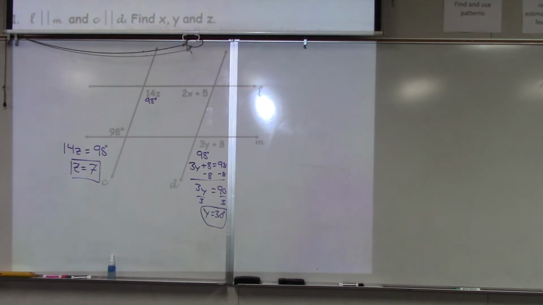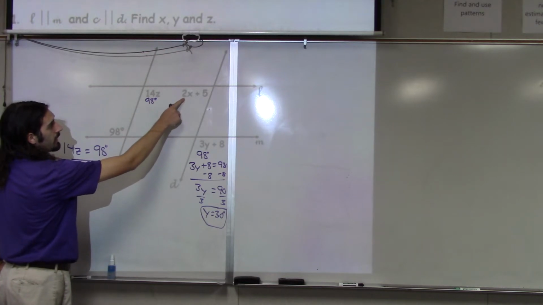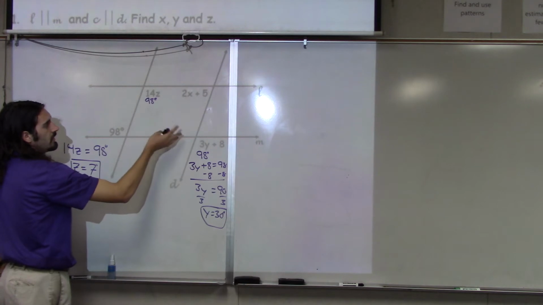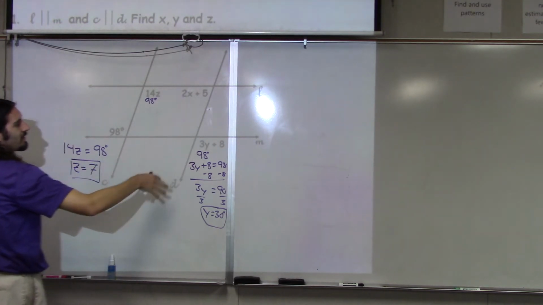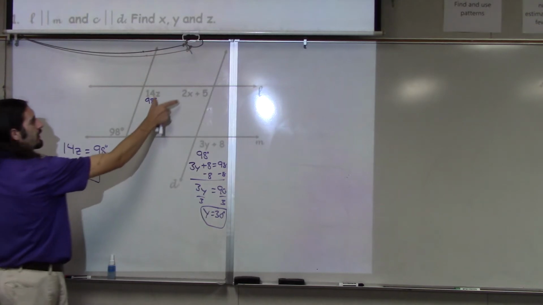Now, I gotta figure out how to get 2x plus 5. Right now, this angle right here has no relationship directly to this one. It's not alternate interior, it's not alternate exterior, it's not corresponding. So I'm gonna focus over here.